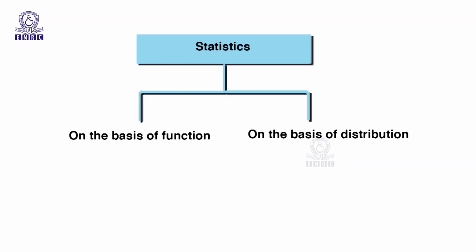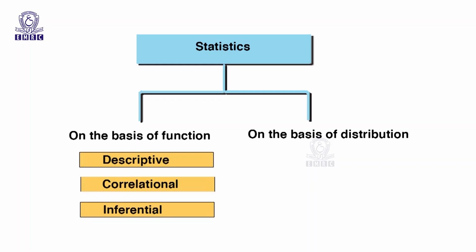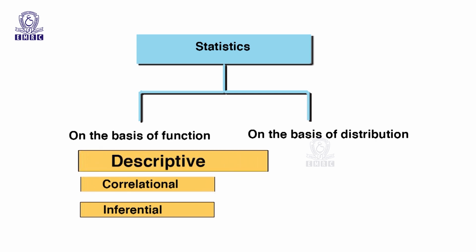After knowing the concept and definition of statistics, let us now know the various types of statistics. Though various bases have been adopted, there are many ways of classifying statistics, that is, on the basis of function and on the basis of distribution. Now, what are the types on the basis of function? As statistics has some particular procedures to deal with its subject matter or data, three types of statistics have been described. The first one is descriptive statistics.